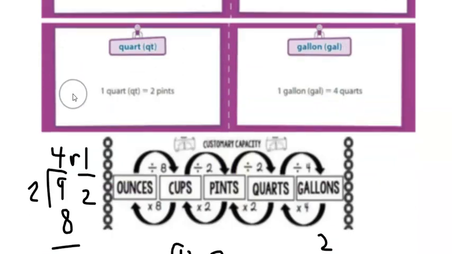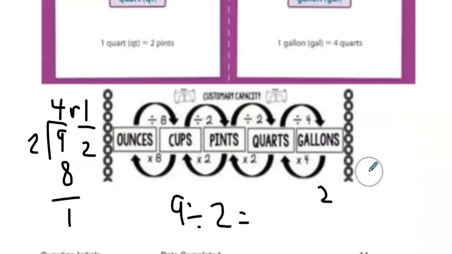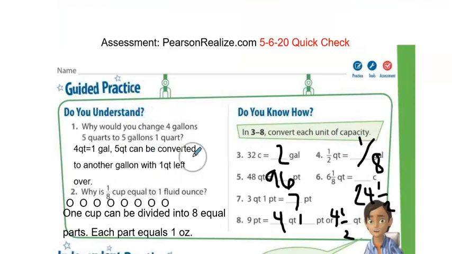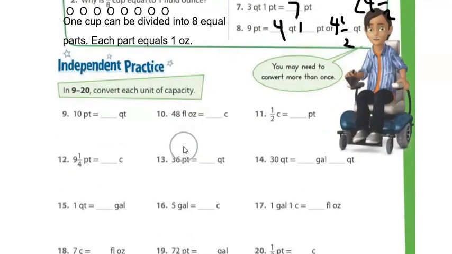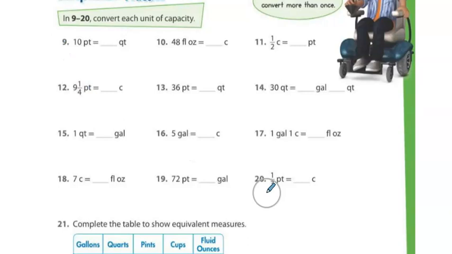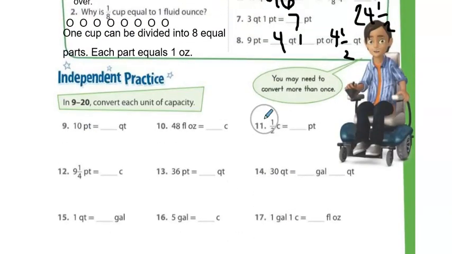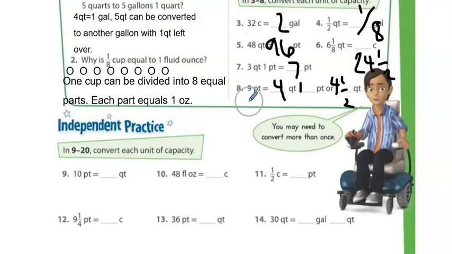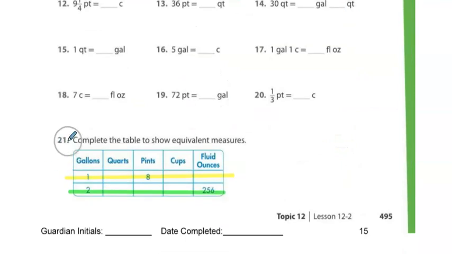Remember, you want to make sure that you're using this chart to help you on any of these problems. And then once you have completed your independent practice today, so numbers 9 through 20 are going to be exactly like what we did up here on 3 through 8. And then number 21, again, you're just looking, this is 1 gallon. You're going to go from 1 gallon to how many quarts, whatever that answer is, to pints, pints to cups, cups to ounces. And you're going to do that for 1 gallon and 2 gallons.